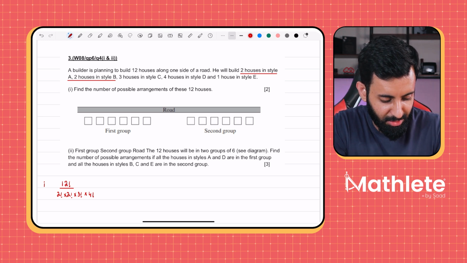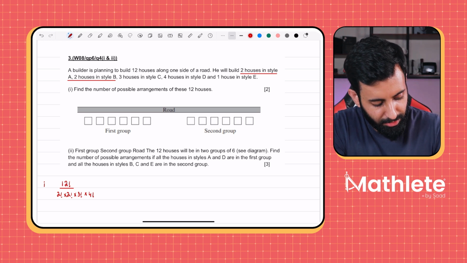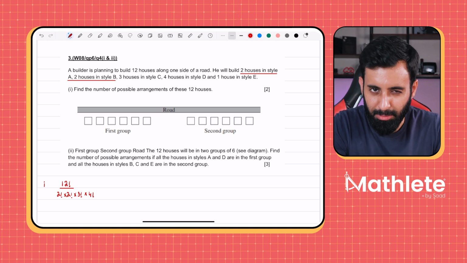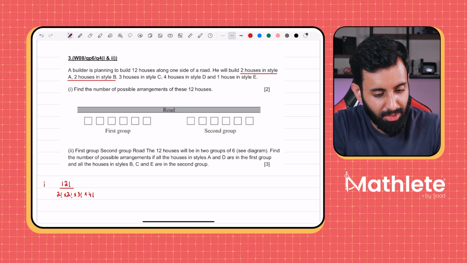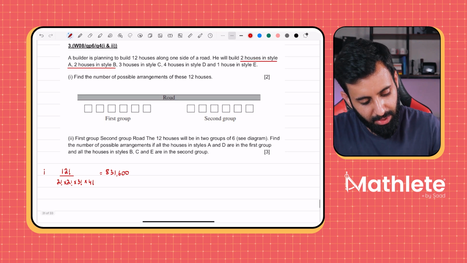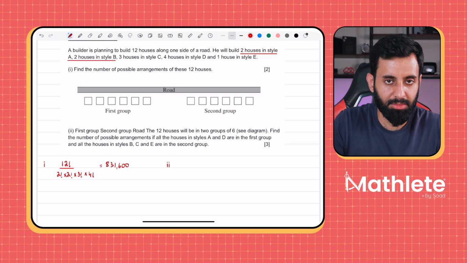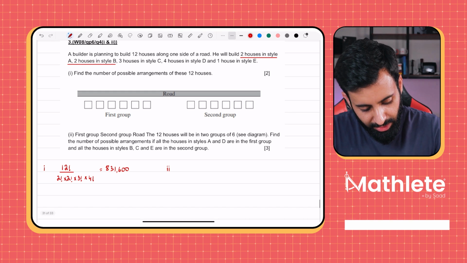So let's work this out. 12 factorial divided by 2 factorial is as good as 2, so you don't need to write 2 factorial. 3 factorial is 6, and 4 factorial is 24. So if you remember these factorials, instead of typing 2 keys, you'll just have to type a 1. So we're looking at 831,600. That's the answer to the first part. And like I said in the beginning, some questions are done the same way that you would do when you're arranging them in a straight line.